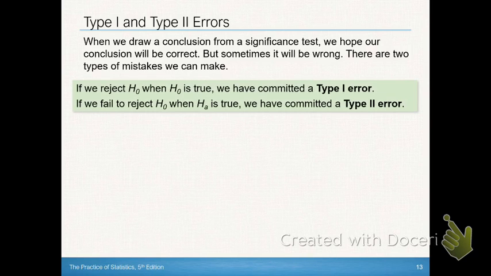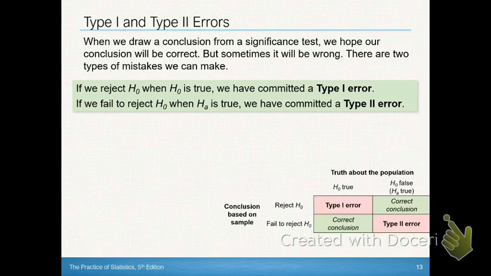So there are two things that could happen. We could reject the null hypothesis when the null hypothesis is in fact true. That's an example of a type 1 error. The other thing we could do is fail to reject the null hypothesis when the alternative is true. That's a type 2 error.